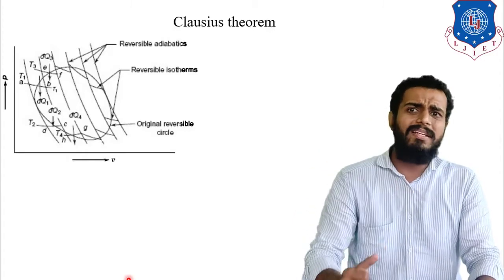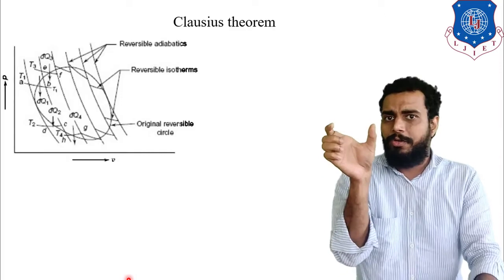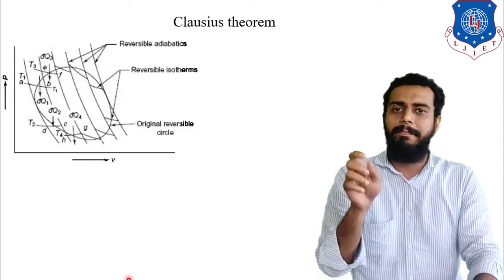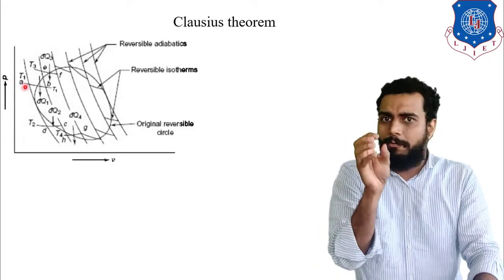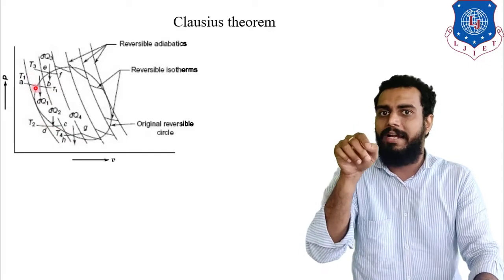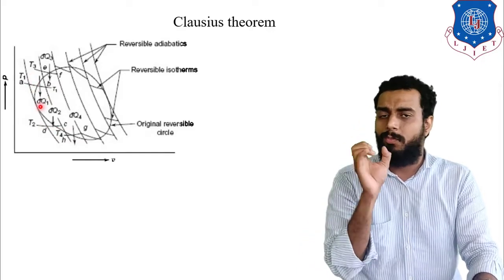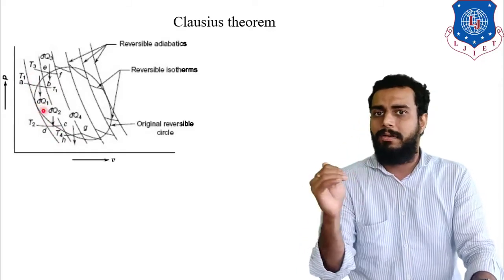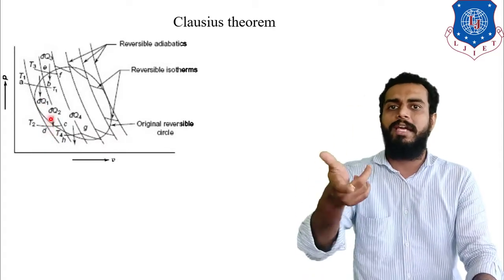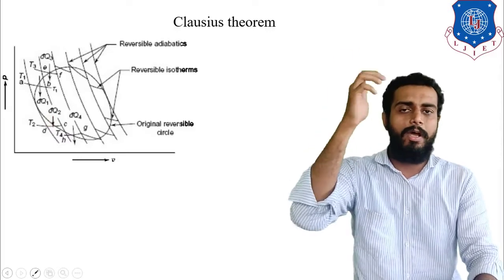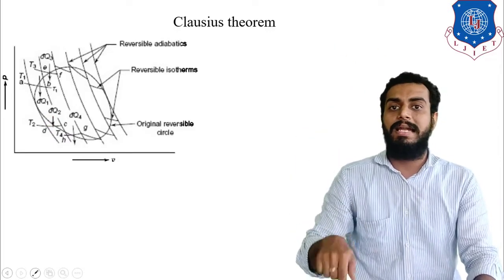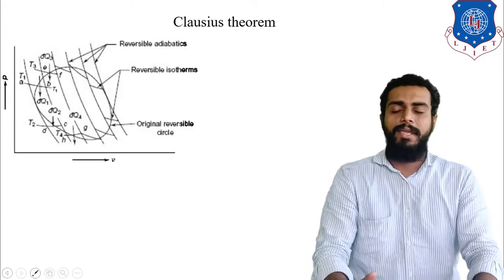Clear? Now let us consider that corresponding to AB the temperature is T1, and corresponding to CD the temperature is T2. Whatever amount of small heat transfer is taking place at temperature T1 is denoted by dQ1, and whatever amount of small heat transfer is taking place at temperature T2 is taken as dQ2, because you know that in the Carnot cycle, heat addition is dQ1 and heat rejection is dQ2, right?